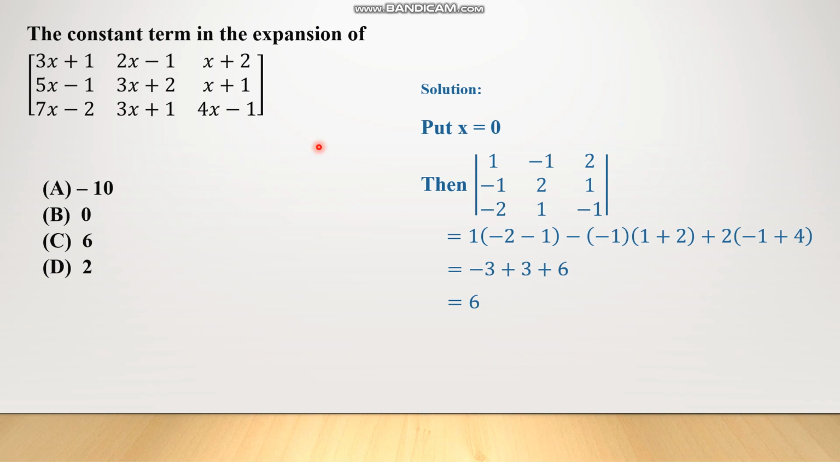So the idea is very simple. Put x is equal to 0 and expand it. But there is a chance. Sometimes when you put x is equal to 0, you may get a whole row or column as 0. In that case, we cannot put x is equal to 0. We may have to put x is equal to some other value, maybe like 1, 2, etc. So in this case, x is equal to 0 will work, and you get the answer as 6. So option C, 6 will be the answer.